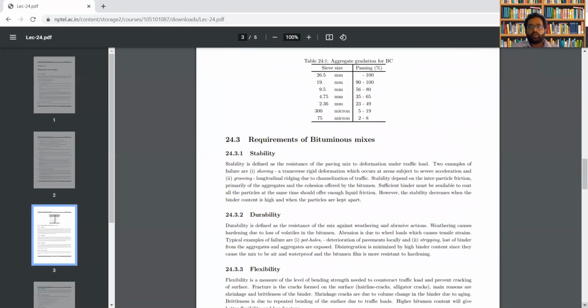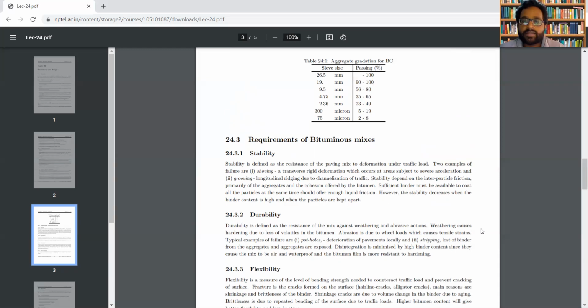Now, we have already seen the different requirements of bituminous mixes. The requirements of bituminous mixes include stability, durability, flexibility, strength, etc. So let us discuss what is meant by stability. Under the influence of traffic load, the paving mix should not be deforming. It should offer some resistance to deformation. So stability means resistance of paving mix to deformation under the traffic load.